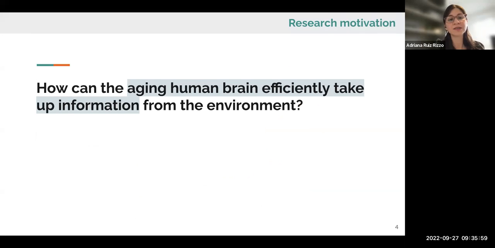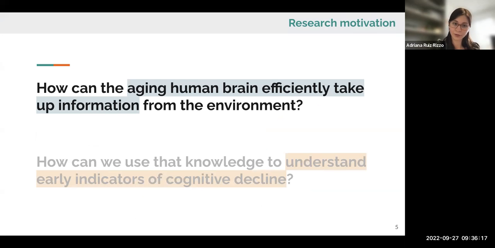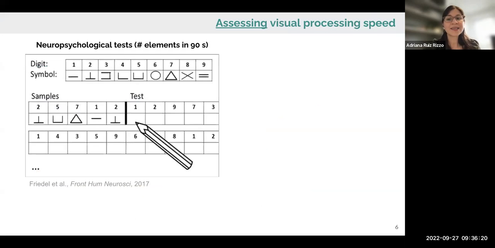So I have focused mainly on 2 research questions. One is how can the aging human brain efficiently take up information from the environment? And the second is how can we use that knowledge to understand early indicators of cognitive decline? I'm going to focus on the first one first. We can assess visual processing speed with, for example, neuropsychological tests, like the one we see here, in which we have symbols and numbers. And the task would be to fill up these boxes with the symbols according to what is up here.